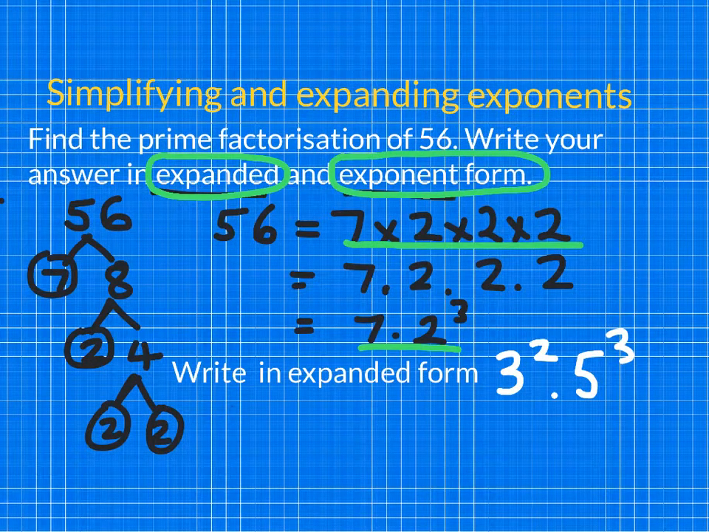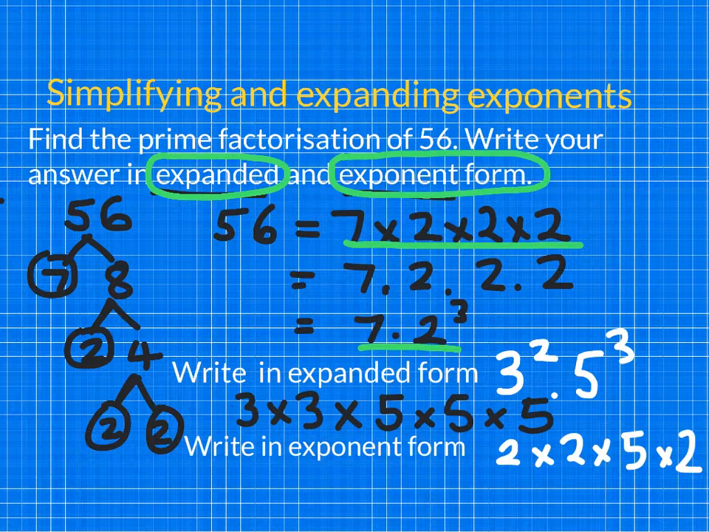This means now we can ask the question, if we're asked, write in expanded form 3 to the power of 2 times 5 to the power of 3, what that actually just means is to write it in a kind of longhand. So we're going to write 3 to the power of 2, which is 3 times 3, multiplied by, which is the same as the dot, 5 to the power of 3, which is 5 times 5 times 5.